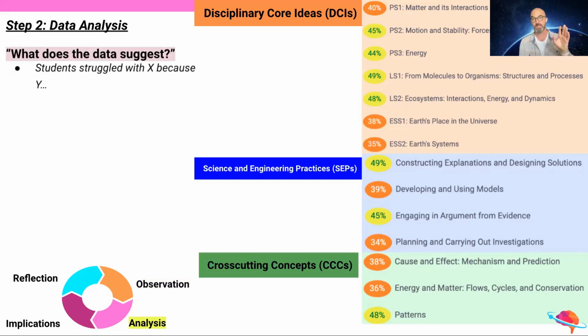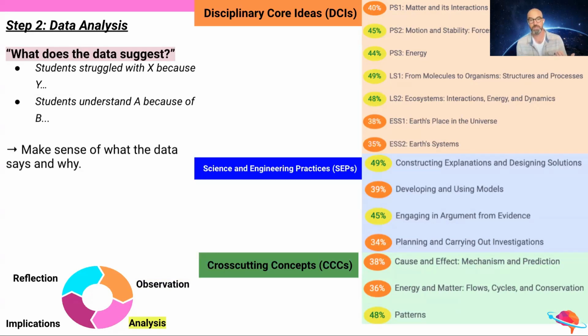Okay. So I want you to think about this. What does the data suggest? So students struggle with X because of Y. And I want you to think about this in your context. So if you teach middle school or you support middle school educators, think about how developing and using models might be connected to some of these standards. Maybe there are specific content areas where models are used more often. Students understand A because of B.